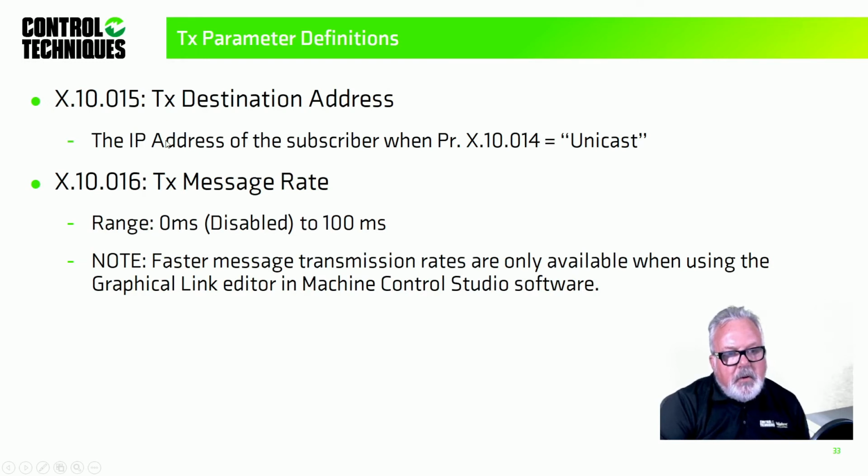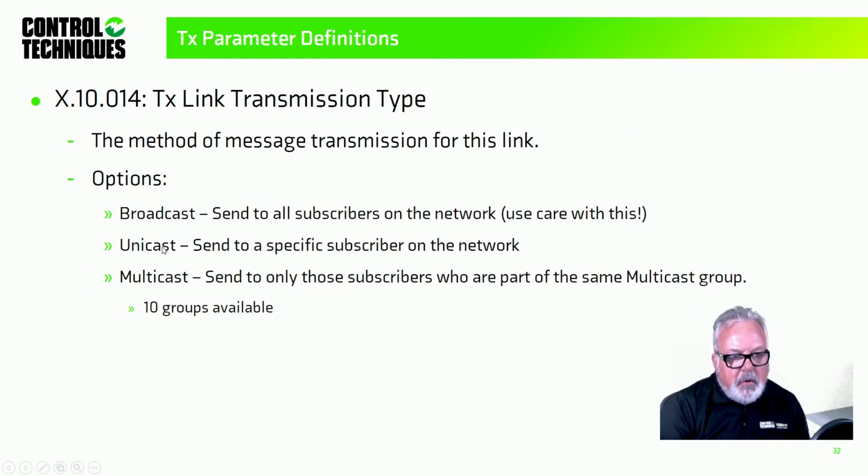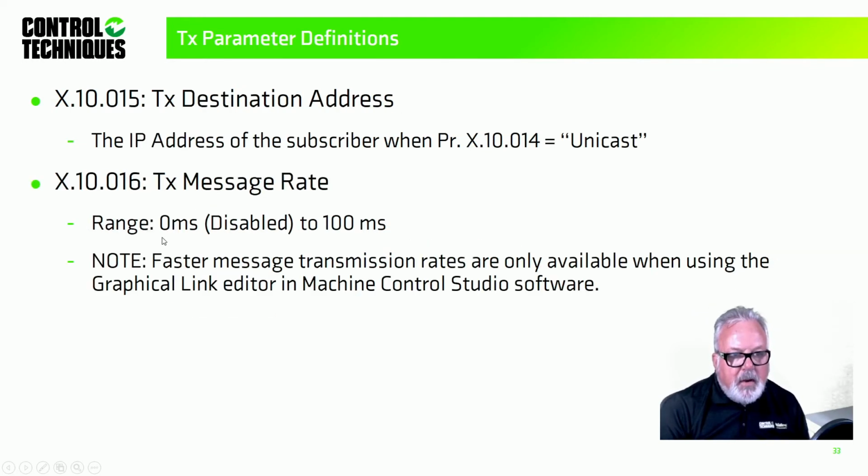So if you've chosen unicast as the type of message delivery, if you've chosen that for parameter 14, then you need to enter the IP address of the subscriber here in parameter 15. So in other words, where's that unicast message going to land? Who's going to get it?